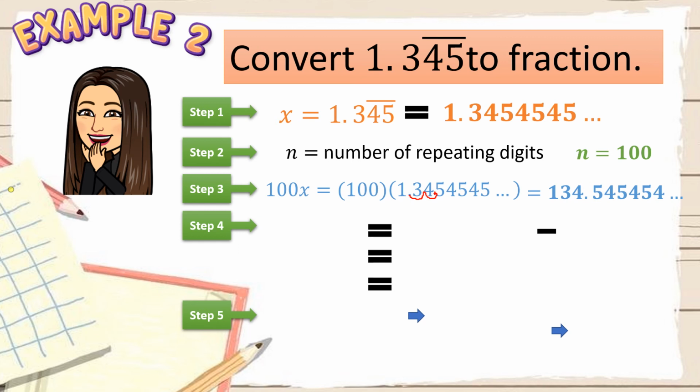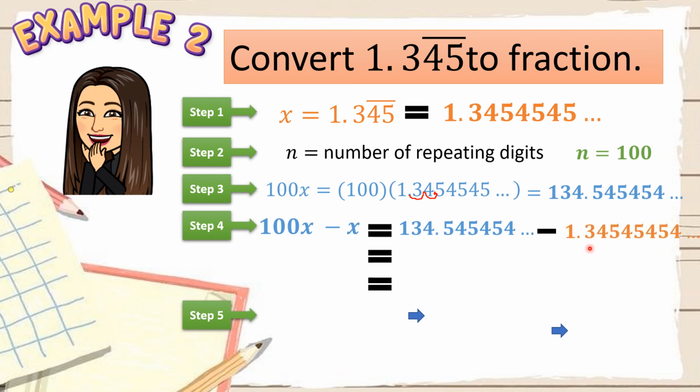Okay, for step 4, we are now to subtract. So, ima-minus natin yung ating repeating decimal dito sa product na nakuha natin sa step number 3. So, representing this in an equation, again, we have here 100x minus x. Okay? So, yung ating 100x, ito po yung value na nakuha natin, yung product. So, we copy 134.5454 and so on, minus the value of x that is equal to our given repeating decimal.